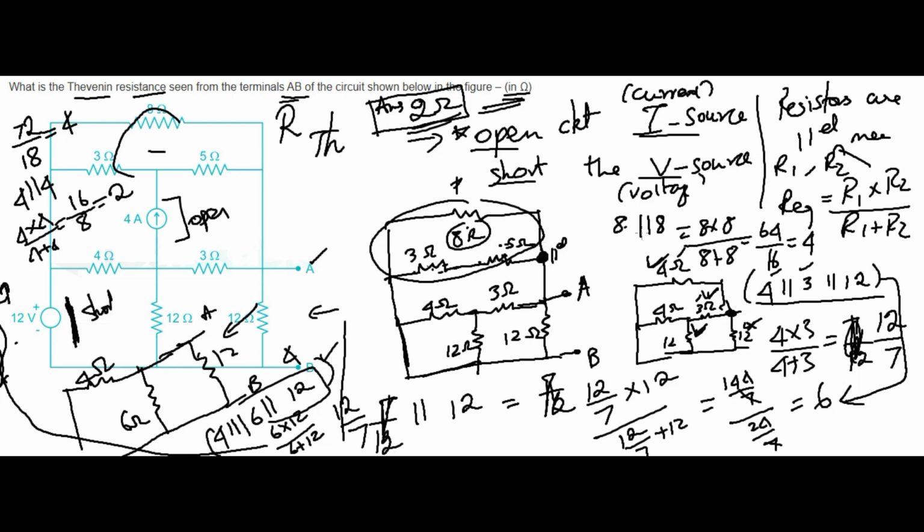So 8 parallel 8. Okay, listen. 8 parallel 8 means 8 into 8 divided by 8 plus 8. That formula, when two resistors are in parallel, is R1 into R2 divided by R1 plus R2. So 64 divided by 16 is equal to 4.